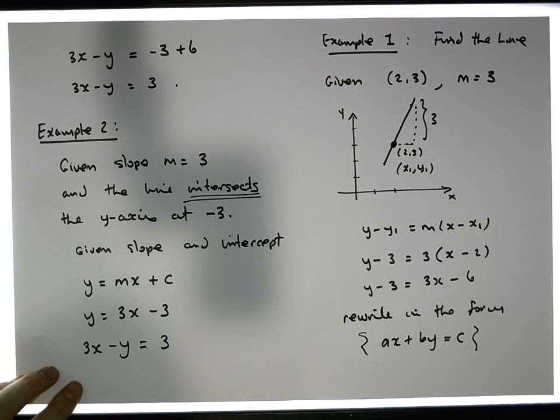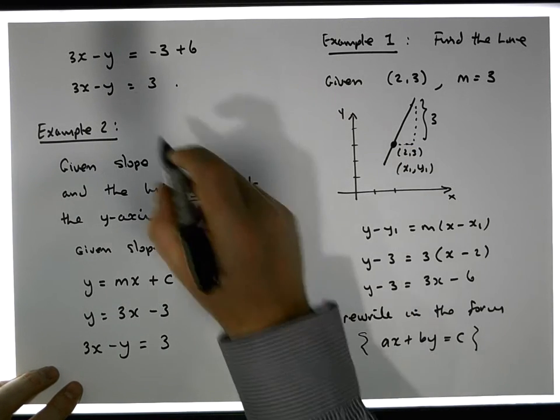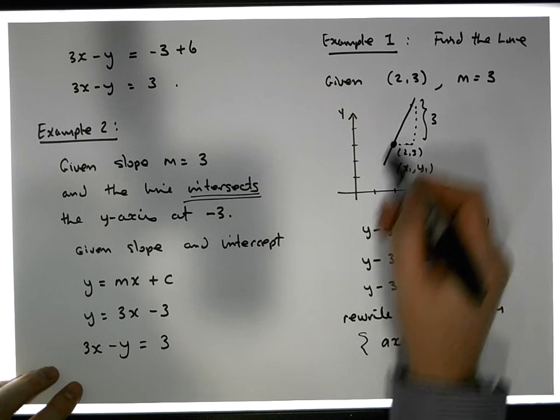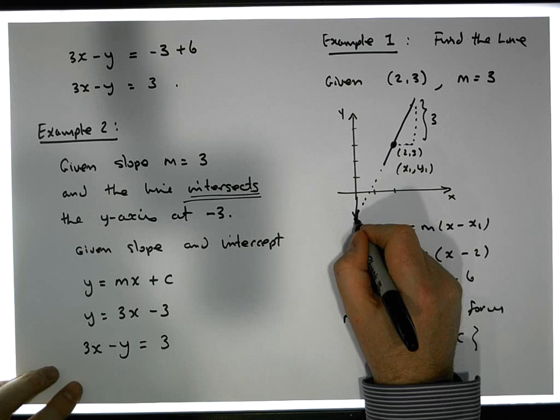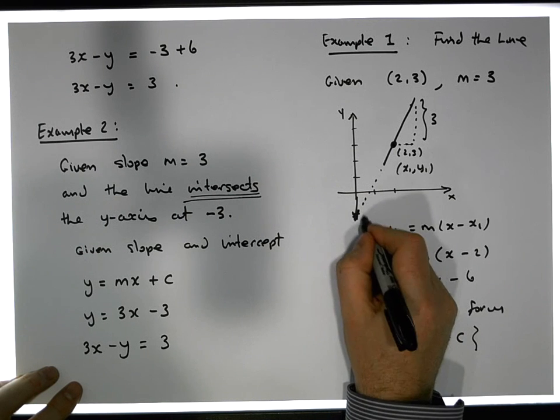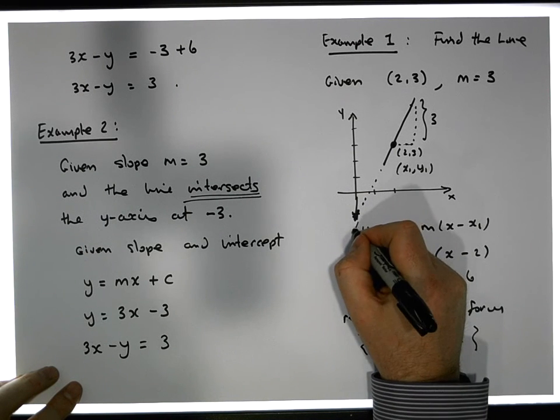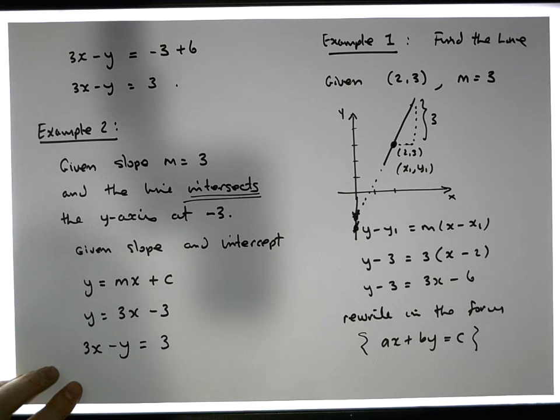I gave you a line with the same slope, but this time I told you where this line actually intersects the y-axis. I said it intersects somewhere down here. That makes sense. It intersects at -3, maybe down here somewhere, which is the same equation of the line that we have up here.